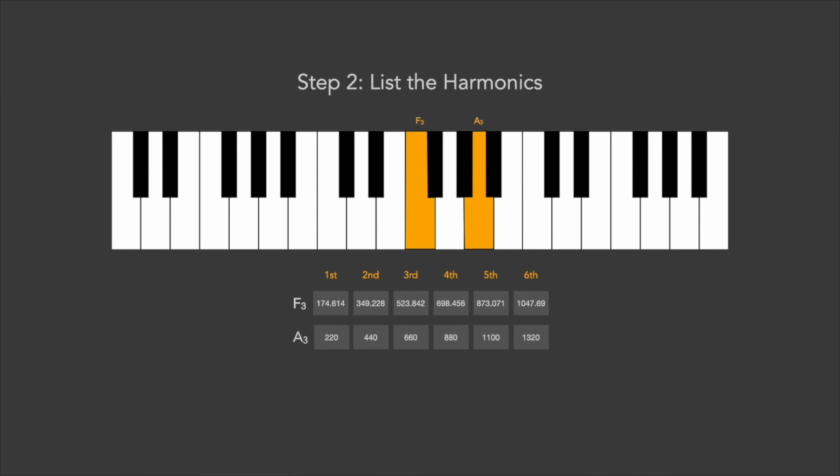Step 2. List the first 6 harmonics of each note in the interval. As discussed earlier, the harmonics get progressively quieter. You will find that 6 is a safe range to stay in without requiring above average sensitivity.